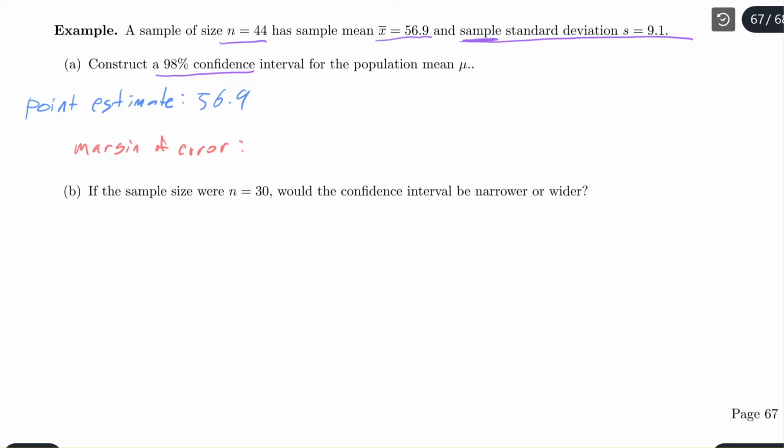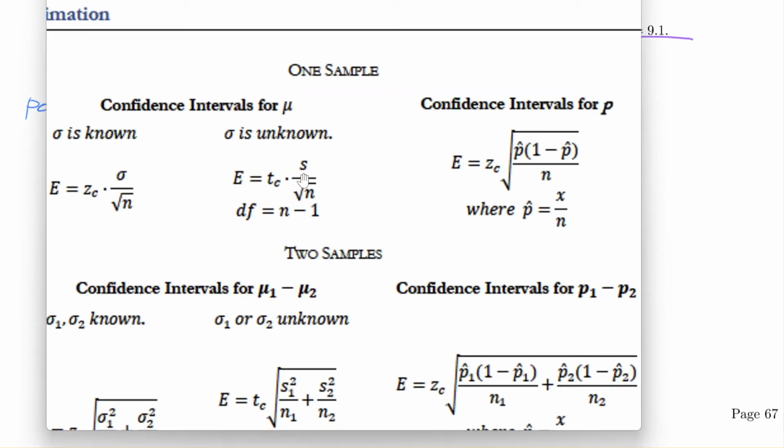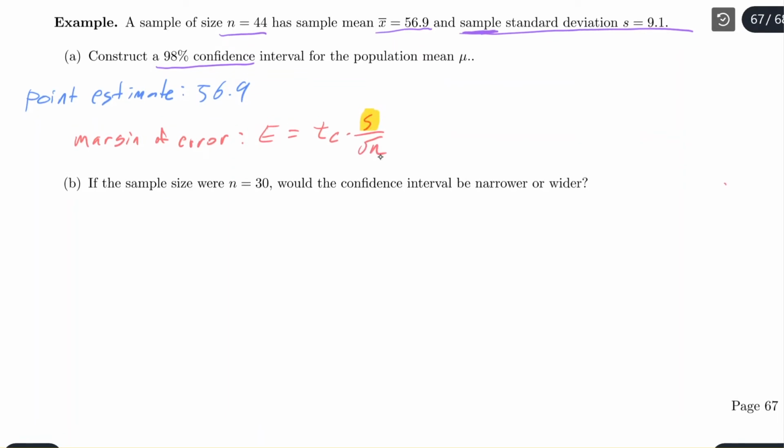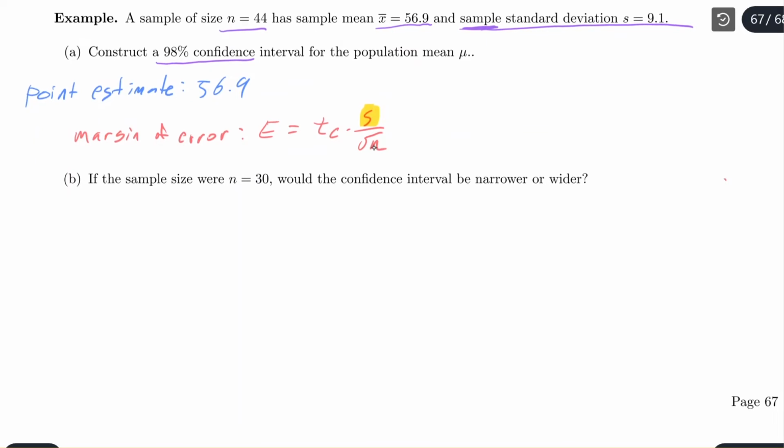Let's write down the formula. Let me go back to the formula. It's right here: E equals t_c times s over the square root of n. Well, these two values are provided. The sample size must be provided because that tells you the sample size. And the sample standard deviation, we can always calculate it, or in this case, it's given in the problem, right here. So then we need to find this critical value.